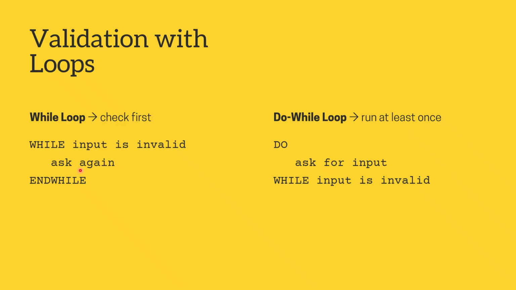Now, the do while loop always runs at least once and then checks after. So we say do, we run the body, and then we check after we run the body, whether the input is invalid. This is like letting someone try the door, but if they fail, you immediately send them back to try it again. So you have to think about the logic: do you need to check it first before you perform some kind of action, or do you need to perform some kind of action and then check it?